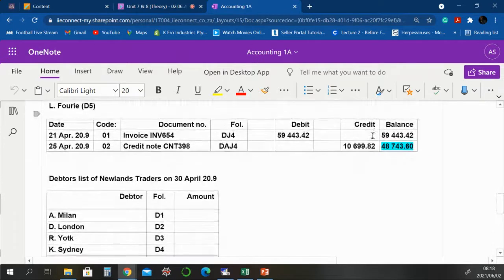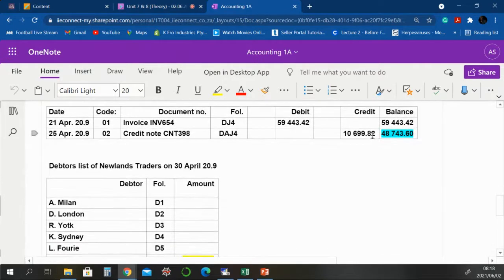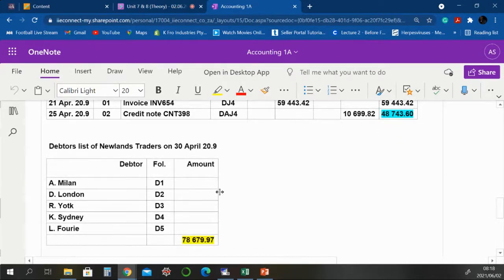So now our job is to take these balances, those amounts, and plug them in here. Because remember, what are we supposed to do with the first part of this question? It is to do the debtors ledger, which we've done up top there. The second bit is to do the debtors list. Now the debtors list is simple. It's literally just a list of all of your debtors and what they actually owe us.